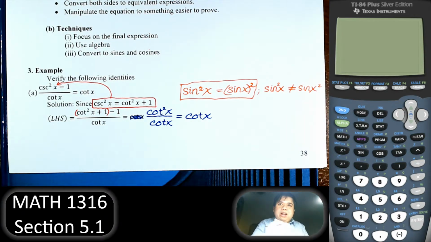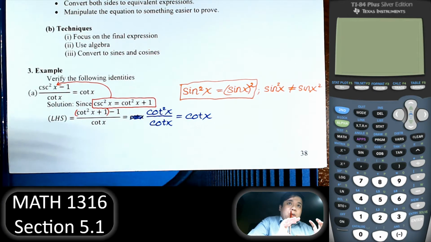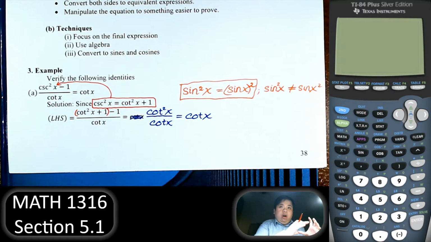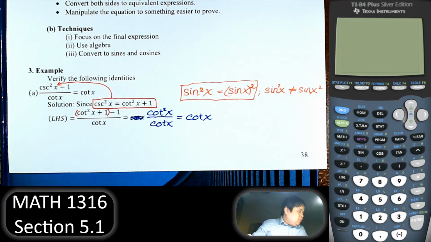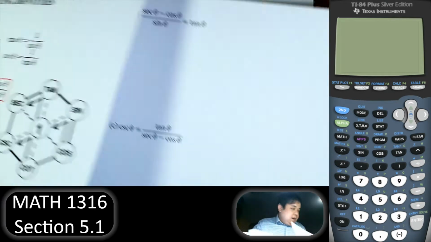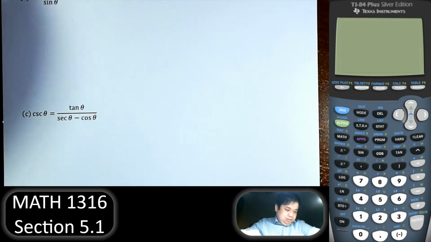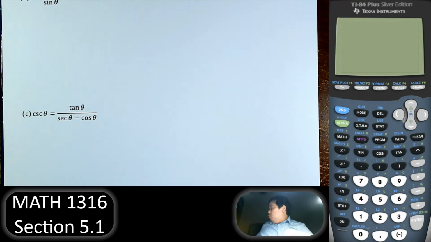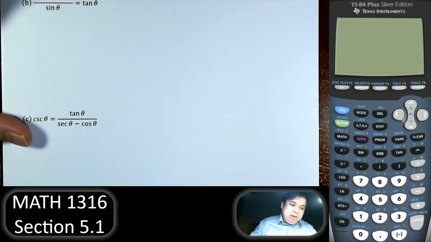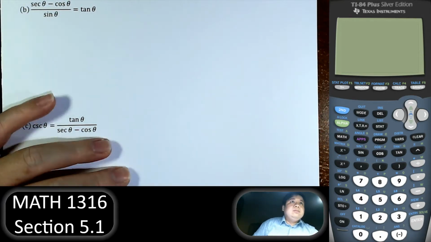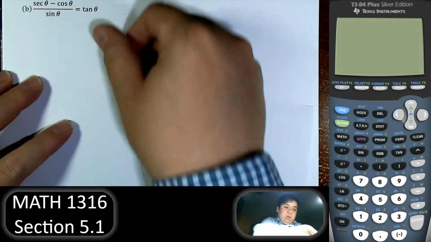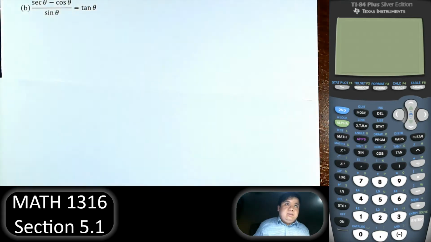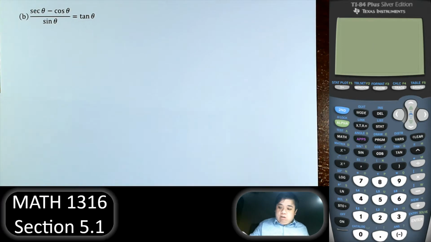So usually a proof like this is more elegant. The more traditional way is we go from the more complicated side to the simpler side. Now let's look at a few examples, and I'll show you there are a lot of ways to prove identities. Like I said, the more traditional way is to go from the more complicated side to the simpler side, but now I'll show you an alternative way to do that.